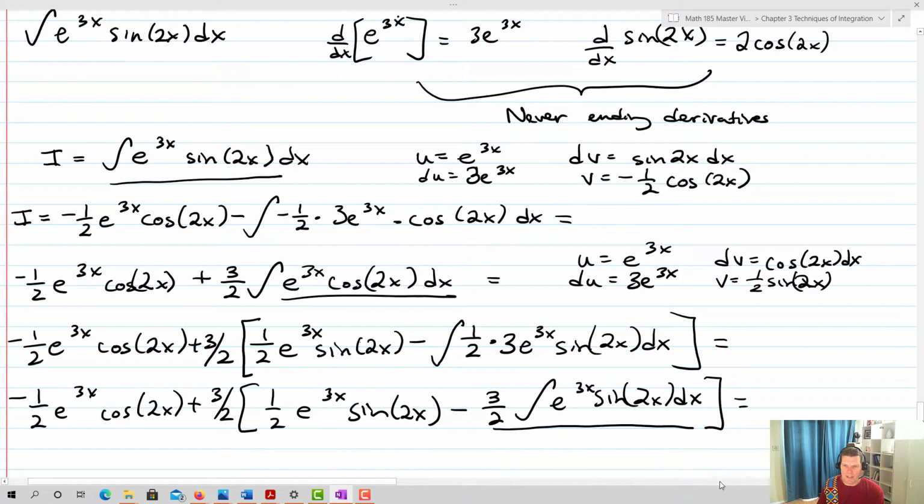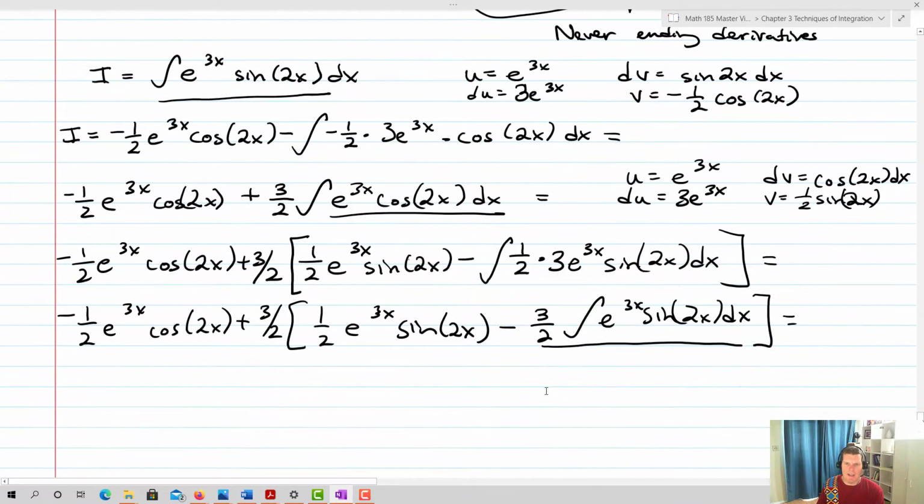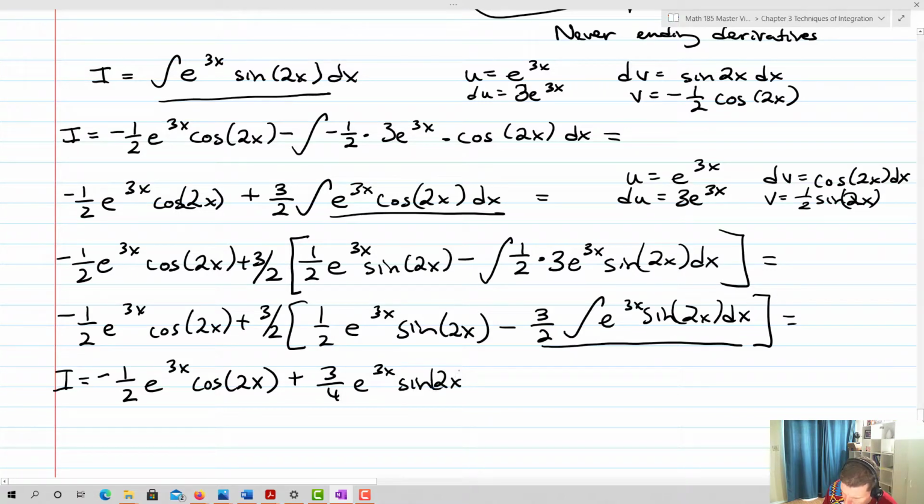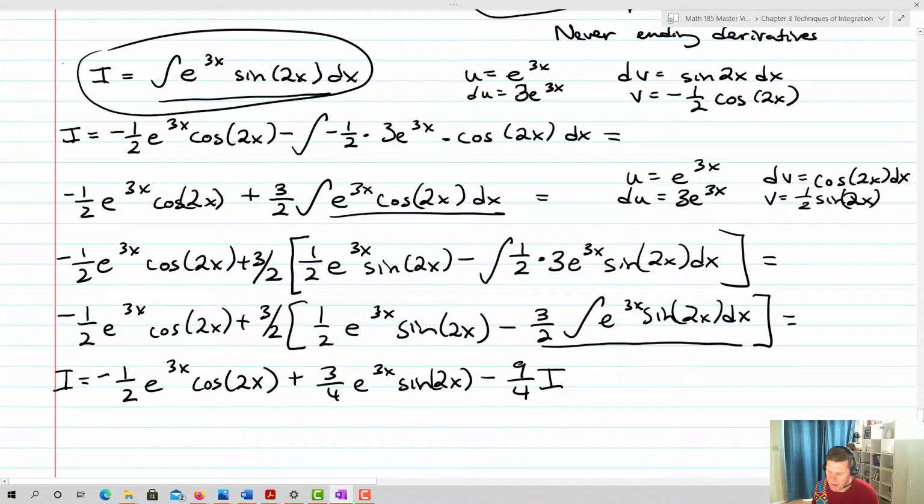So what I'm going to do is make that substitution. I'm going to set this value right here to I. So what I get now is I equals, and I'm going to do some simplification, negative 1 half e to the 3x cosine 2x plus 3/4 e to the 3x sine 2x minus 9/4 I, because I in our original case was the integral of e to the 3x sine 2x.